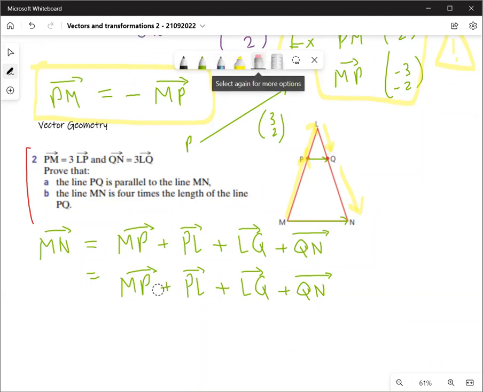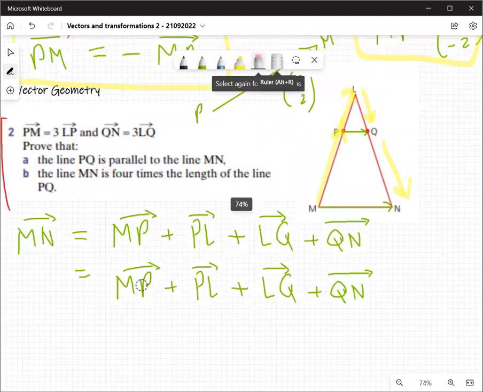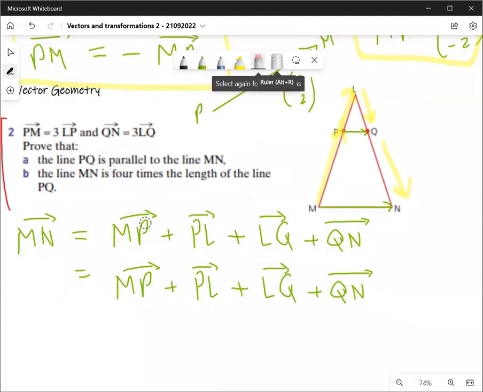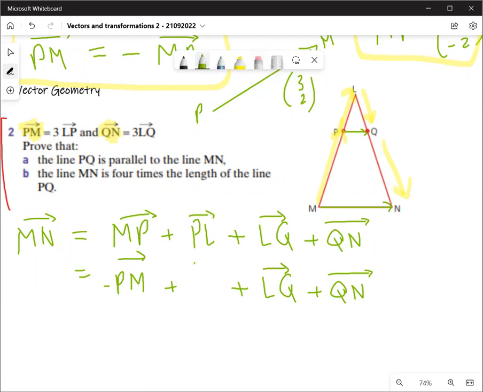In the second step, I'm going to first change some things. I'm going to replace MP with PM first. Now, can I write MP as minus PM? I'm replacing everything with these guys, which we have been given in the question, PM and QM. Now, do I have PL? No, I don't have PL in the question. I have LP in the question. So I'll replace this with minus LP.